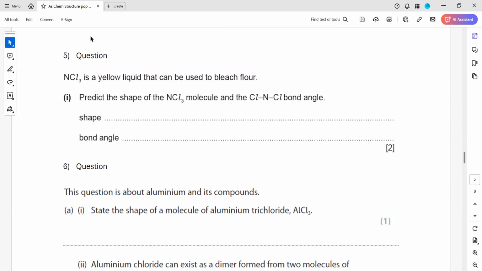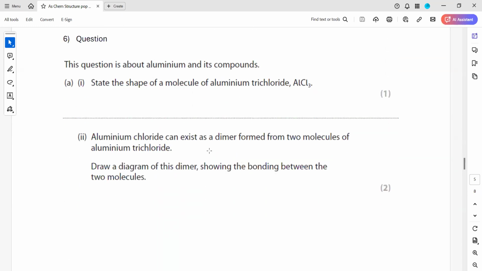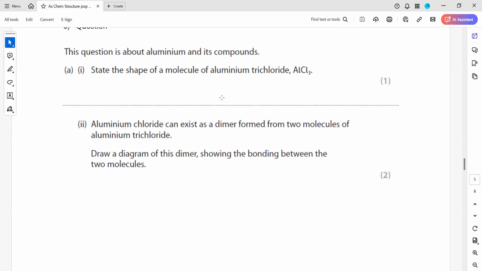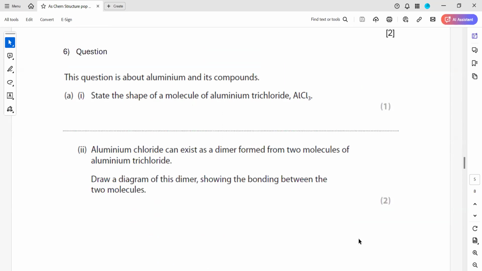Question 6. This question is about aluminum and its compound. State the shape of the molecule of aluminum trichloride. If you check the central atom, only aluminum trichloride is there. State the shape in terms of AlCl3 only. Actually, it will not be exactly trigonal planar, but with reference to this diagram, if you want to predict, this is only a prediction.